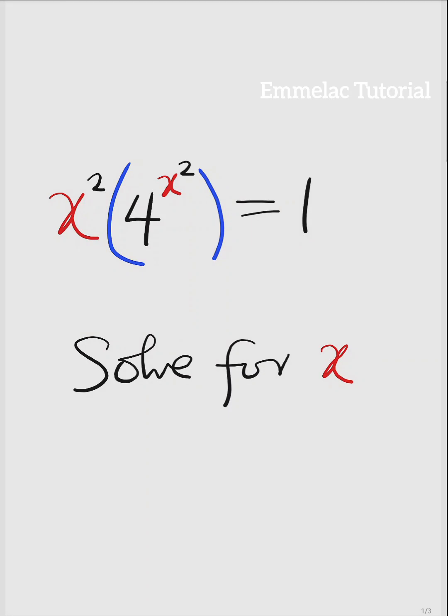Now let us look at this interesting math question, and it reads that x^2 in bracket, then 4^(x^2), close bracket, then equals 1. Okay, so we have to solve for x. So how do we go about this?